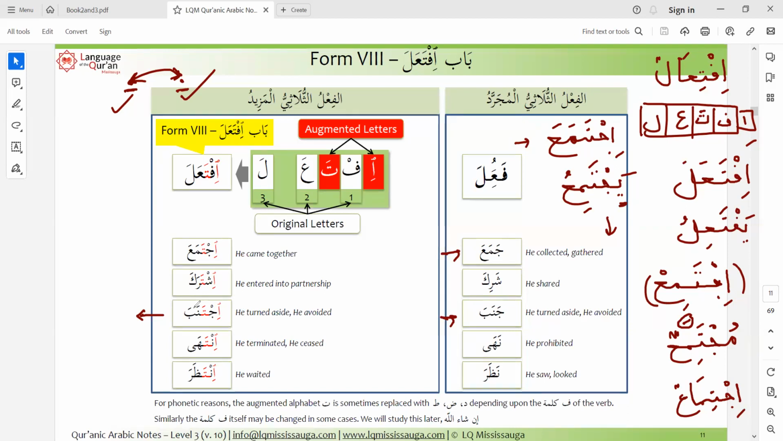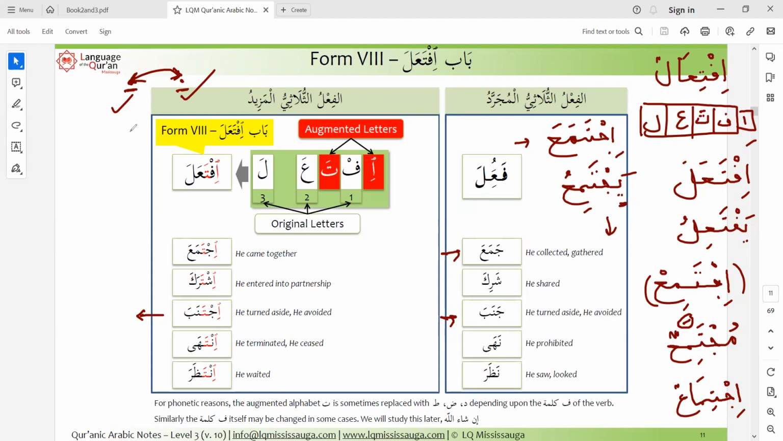Next is imtahana. Imtahana, yamtahinu. Again, going back to Surah Hujurat. إن الذين يغضون أصواتهم عند رسول الله أولئك الذين امتحن الله قلوبهم للتقوى. Okay, امتحن, it means their hearts were tested. So أولئك الذين امتحن الله قلوبهم للتقوى.